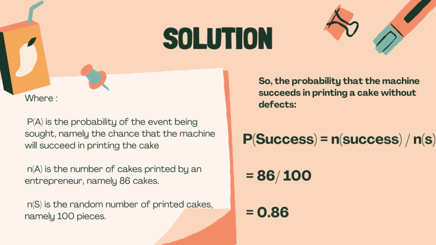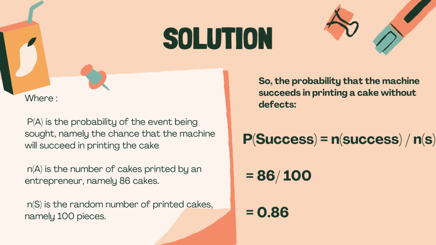Returning to the original story, the solution is as follows, where P(A) is the probability of the event being sought, namely the chance that the machine will succeed in printing the cake, and n(A) is the number of cakes printed successfully by the entrepreneur, namely 89 cakes, and n(S) is the random sample of printed cakes, namely 100 pieces.